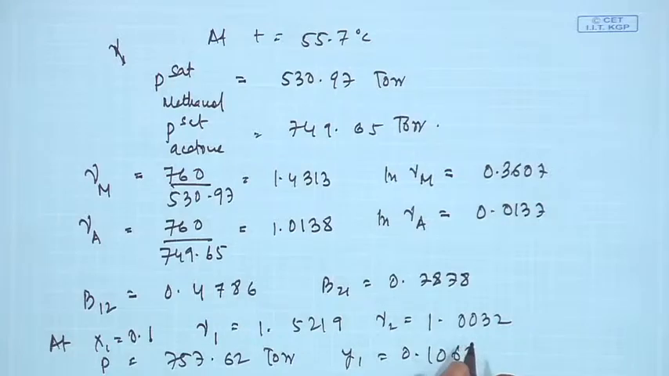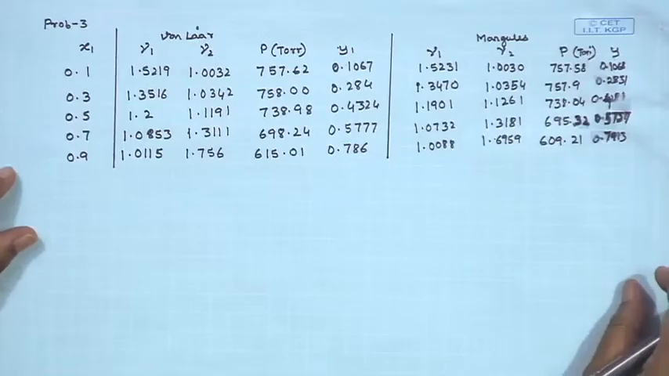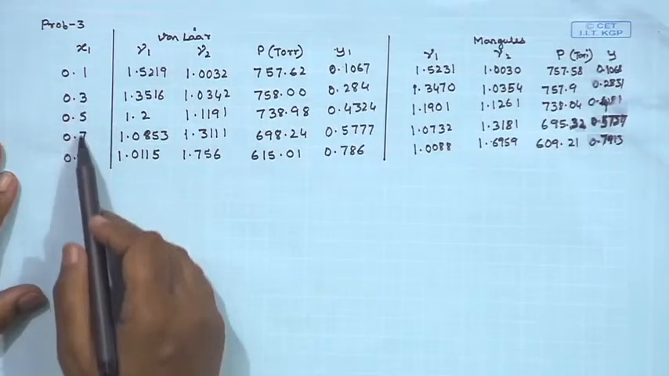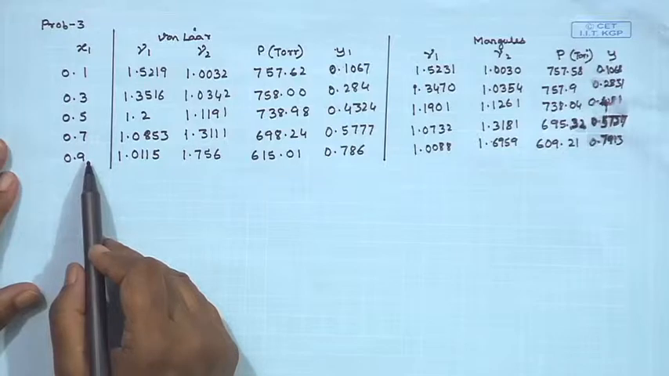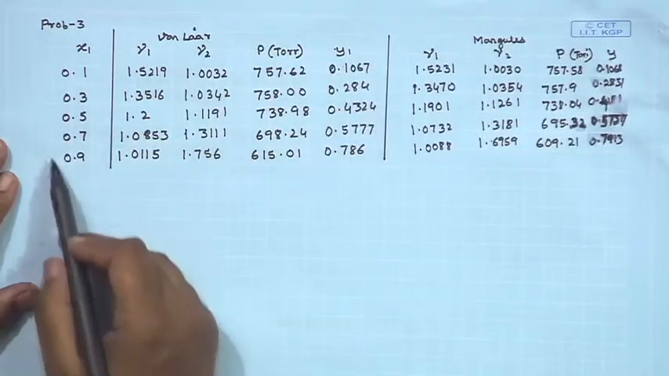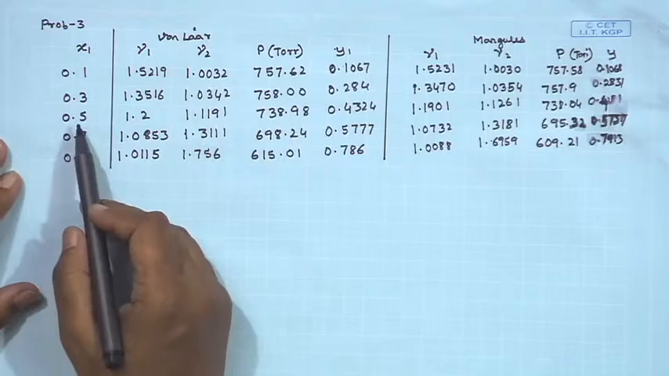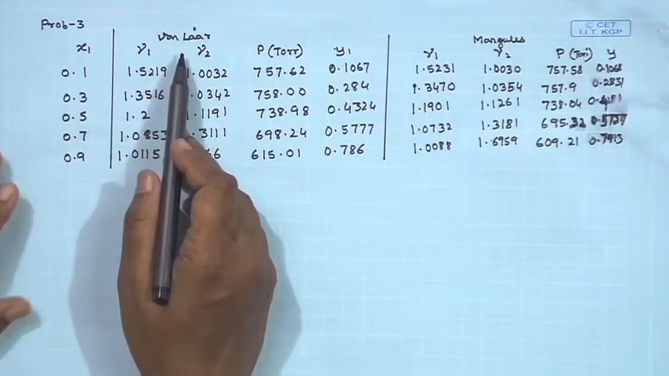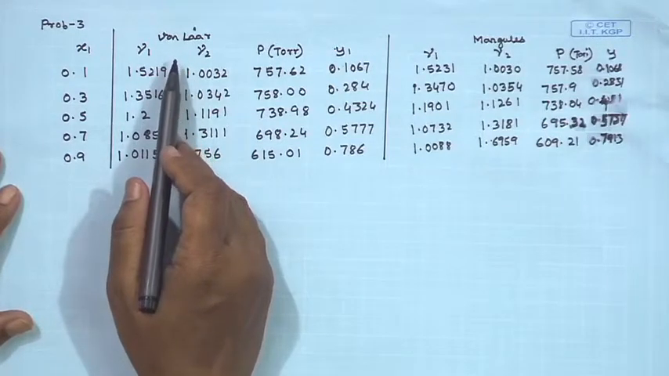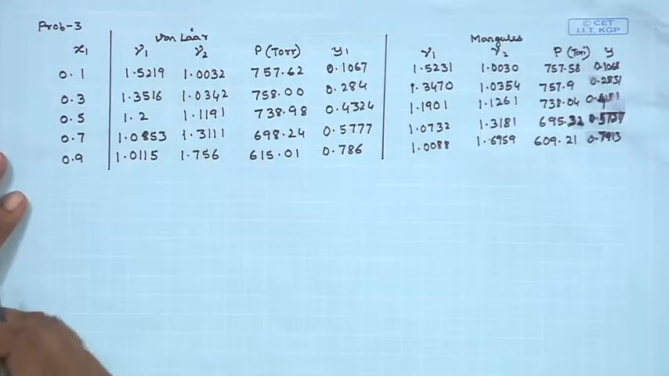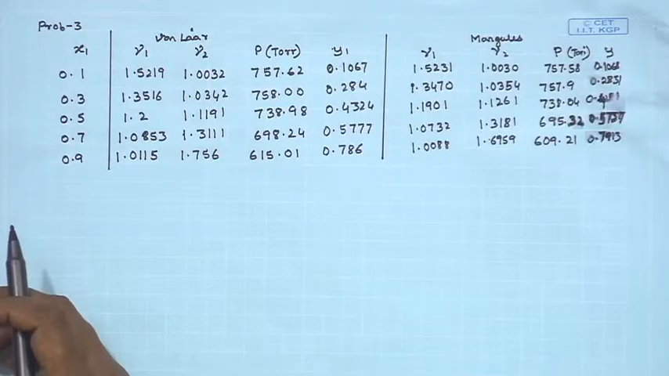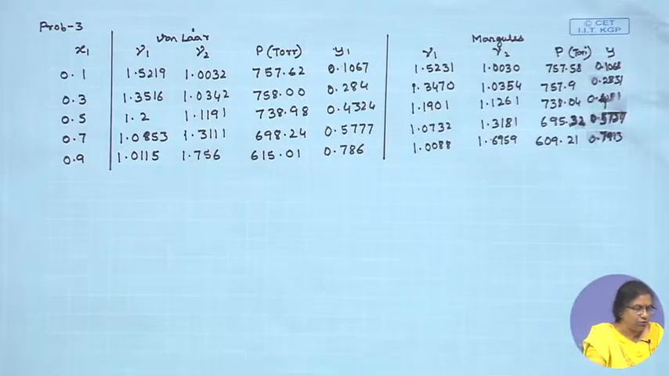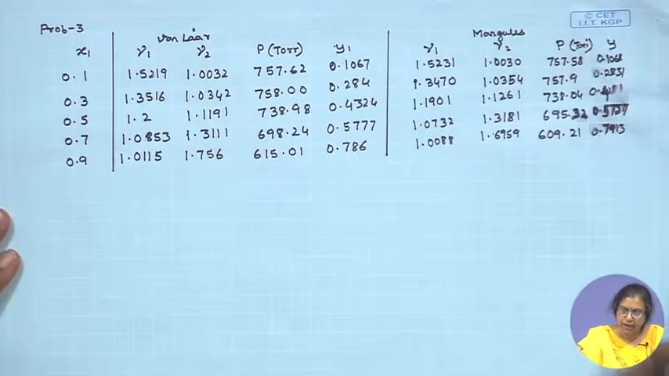In a similar way we can find gamma 1, gamma 2, P and y1 for other compositions in the liquid phase, and in this way we can generate the Pxy data using the Van Laar equation in a much simpler fashion, provided we know that there was an azeotrope at a specific condition of x1 equals 0.2. The same thing can be repeated for the Modulus equation as well. For the Modulus equation also, we can find A12 and A21.